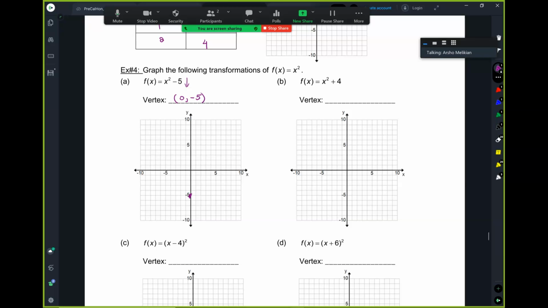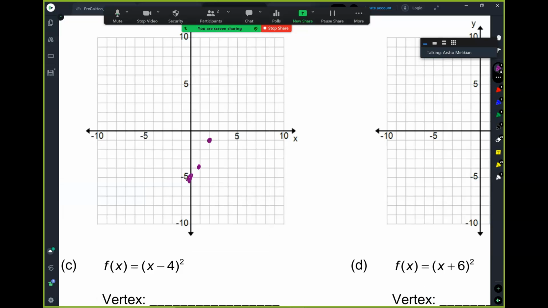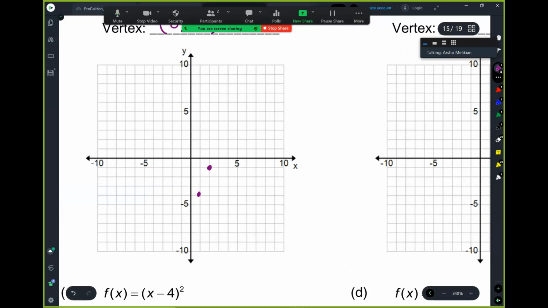One is you can quickly plug in a value. For example, when x is 1, y is 1 squared minus 5, -4. When x is 2, y is 2 squared, 4, minus 5 is -1. Or you could do the same thing: go over 1 unit means you go up 1 unit. Go over 2 means you go up 4. It's the same exact thing. And then to the left, you mirror, and that's how the parabola will look.